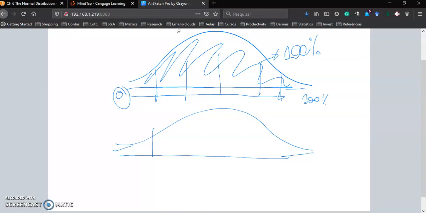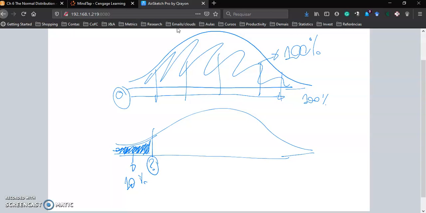So this area here is 10%. I want to know what is the mileage. What is the number here that gives me this area? Okay, so that's the question.